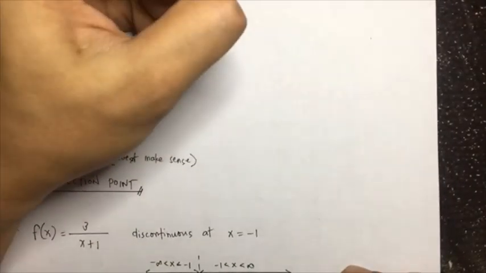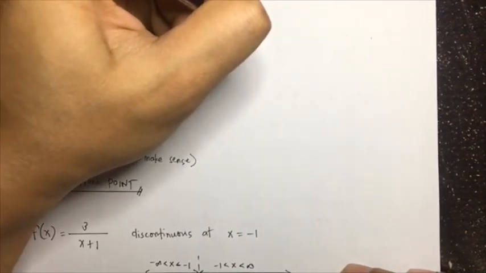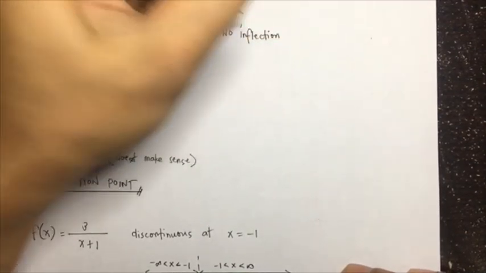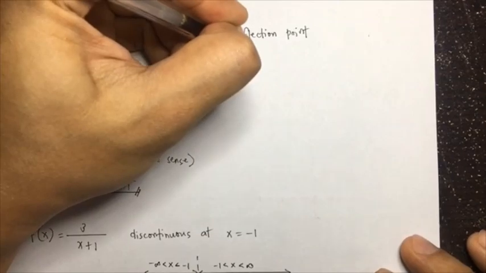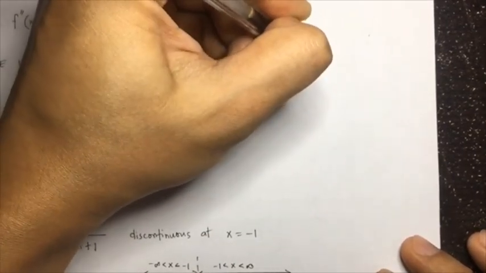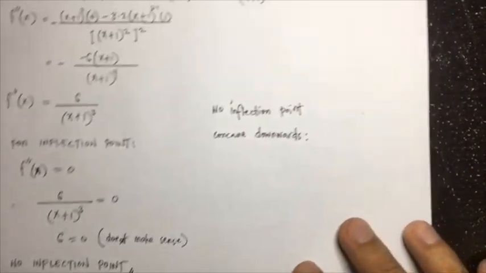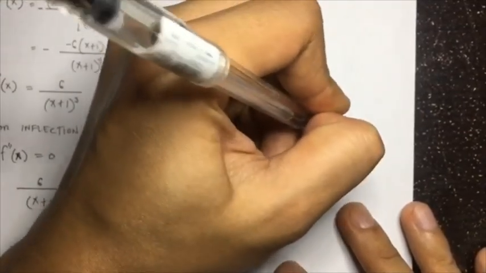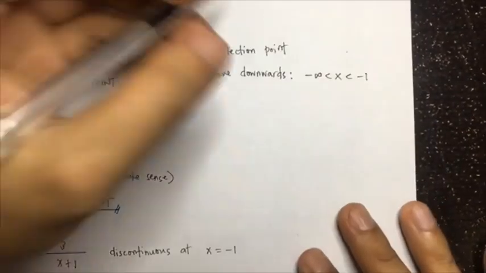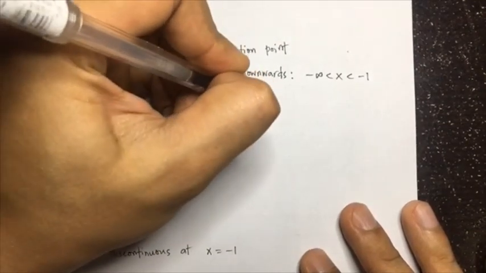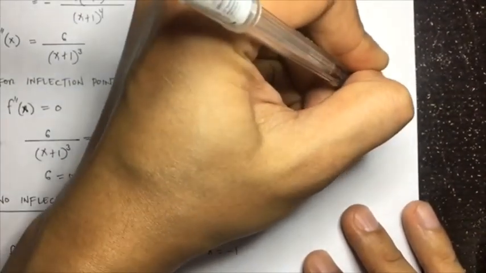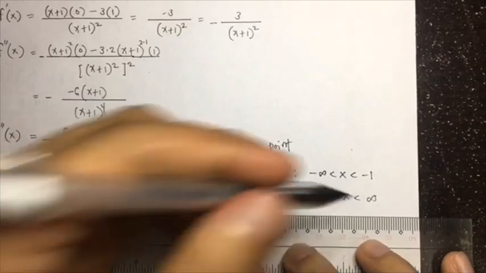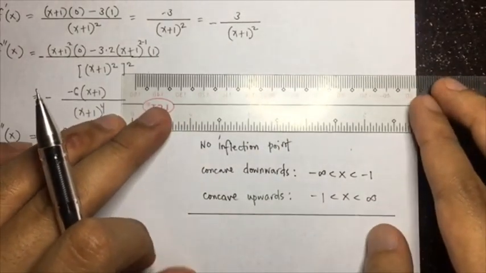Okay, so to summarize, you have no inflection point. It is concave downwards from negative infinity to negative 1, and then it is concave upwards from negative 1 to positive infinity. Okay, so that's it.